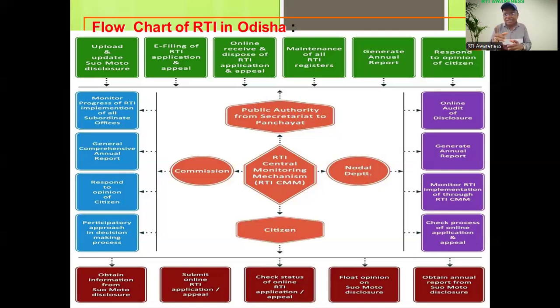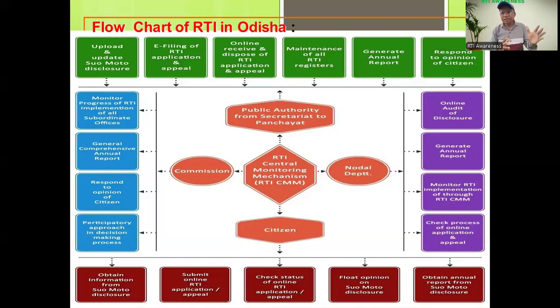Then the third stakeholder is the nodal department, the Information and Public Relations department. They have the right to guide the public information officer, first appellate authority or citizen. They can give any circular, guideline, order or letter, whatever it may be. They can prepare and provide these to the citizen, the public information officer, the first appellate authority and all the public authorities in order to ensure smooth functioning of the Act.